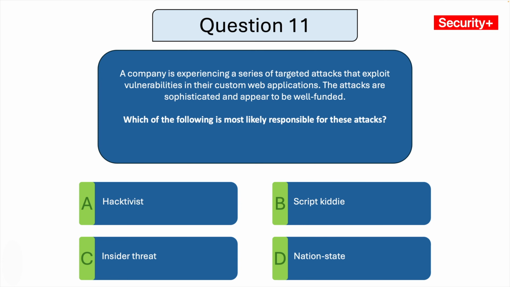I mean, they're known for their advanced capabilities and are usually very well funded. Now, if it didn't say well funded, I would lean more towards insider threat, with it being a custom web application. But usually insider threats are not well funded. So I'm going to go with D, nation state.